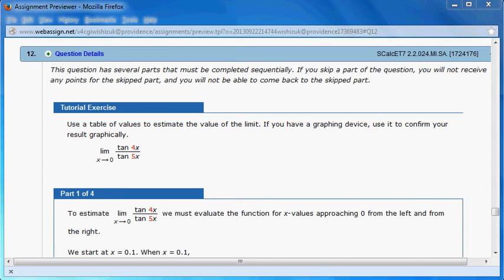Okay, let's look at homework 1.6, 2.2, problem number 12. So we want to evaluate the limit of tangent of 4x over tangent of 5x as x approaches 0. So let's do that.